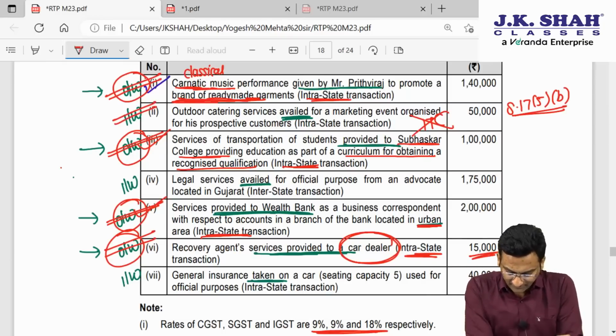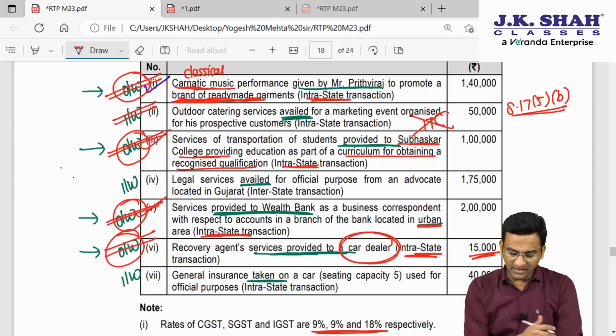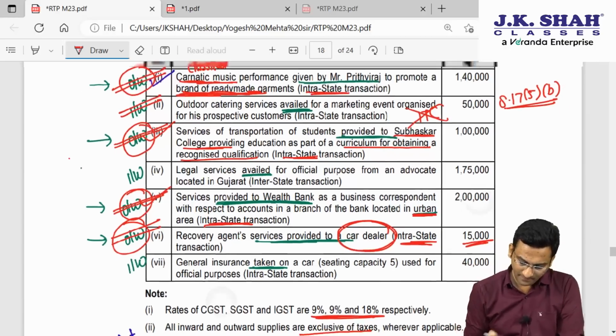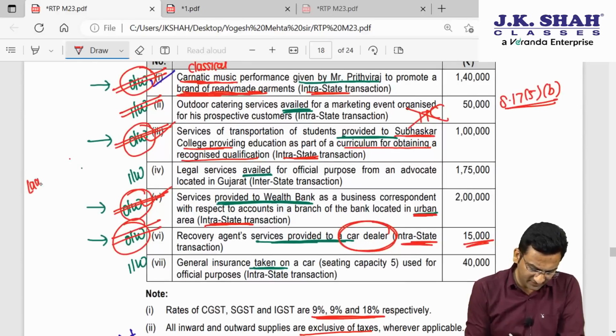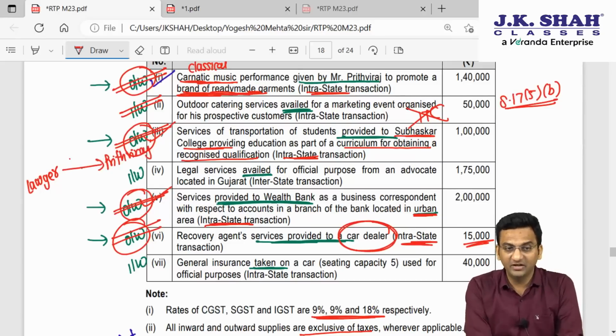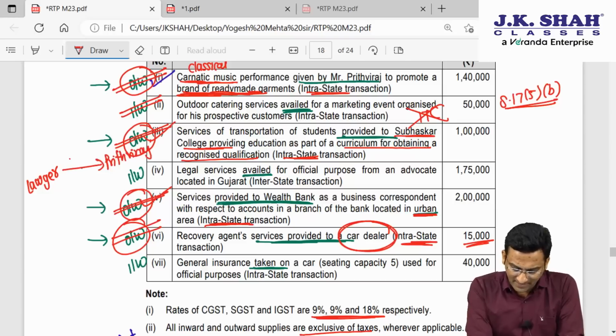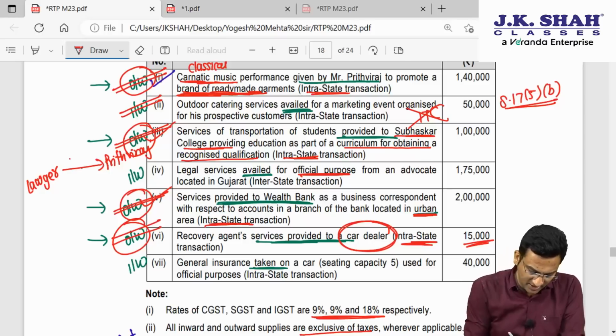Next the point number 4 friends, legal services. Legal services availed, so lawyer's services availed for official purpose from an advocate located in the Gujarat. Availed means taken. So lawyer is providing services to whom? He is providing services to Prithviraj. Correct friends? So for Mr. Prithviraj, it is inward supply and legal services availed for official purposes. It is not for the personal purpose. It is for the official purposes from an advocate located in the Gujarat.